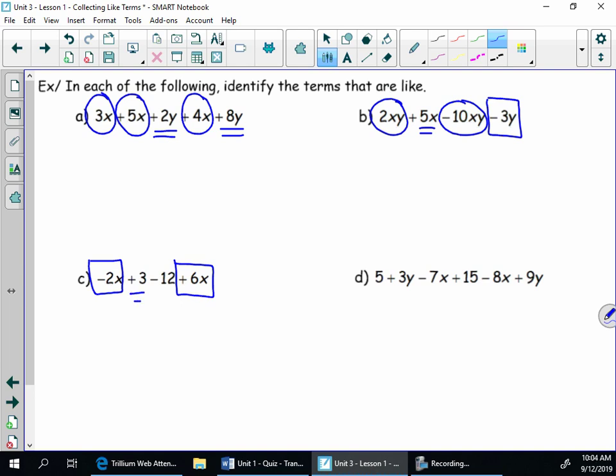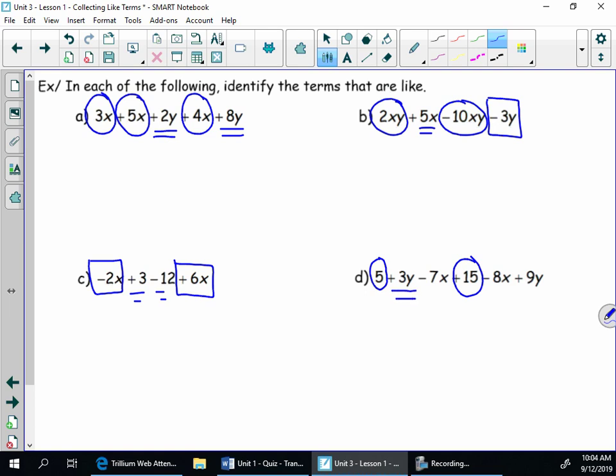Positive 3, it can go with negative 12. They're both just numbers, no letters involved. They're like terms. And the last one here, put a circle around 5. I work from left to right usually. 5 can go with 15, positive 15. They're the same things, just numbers.